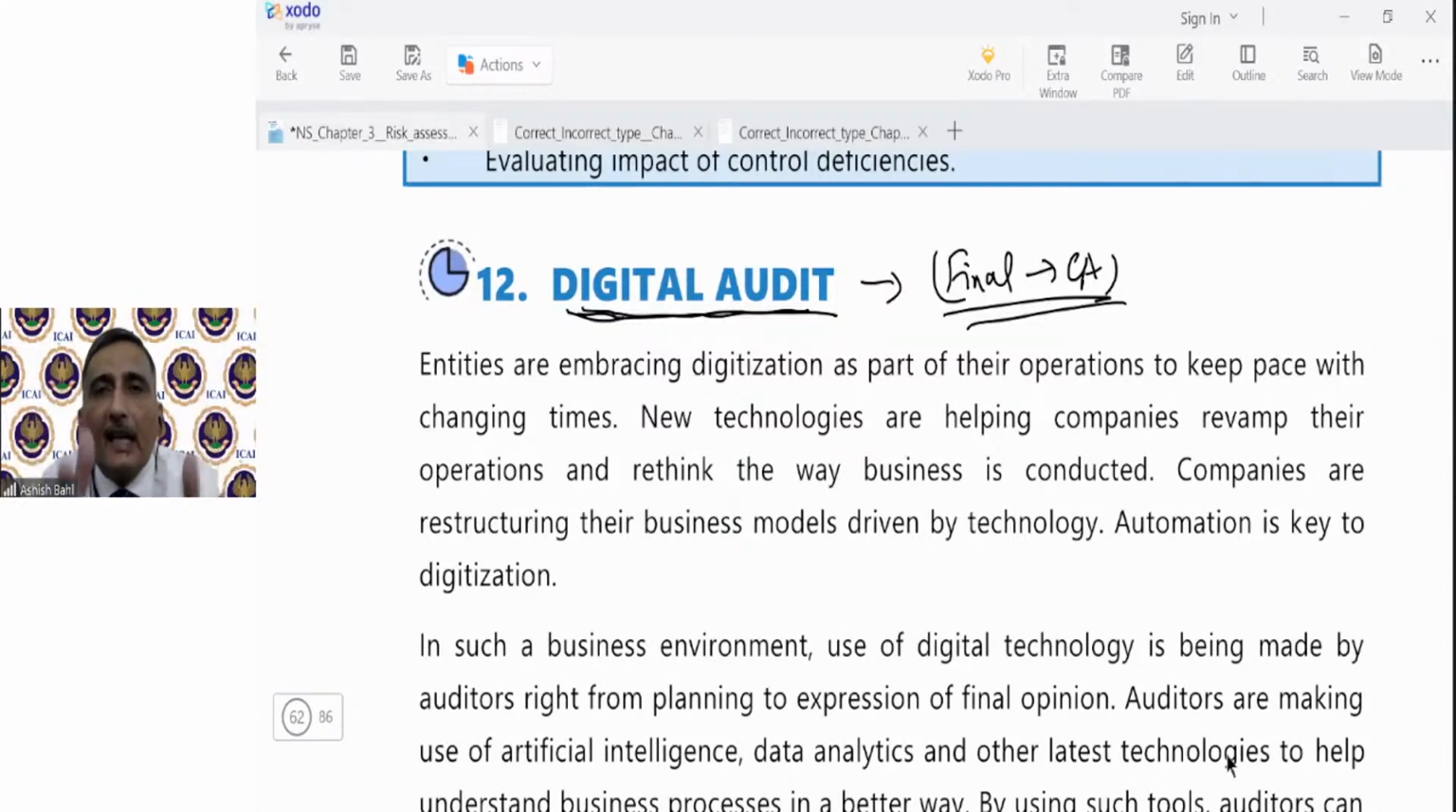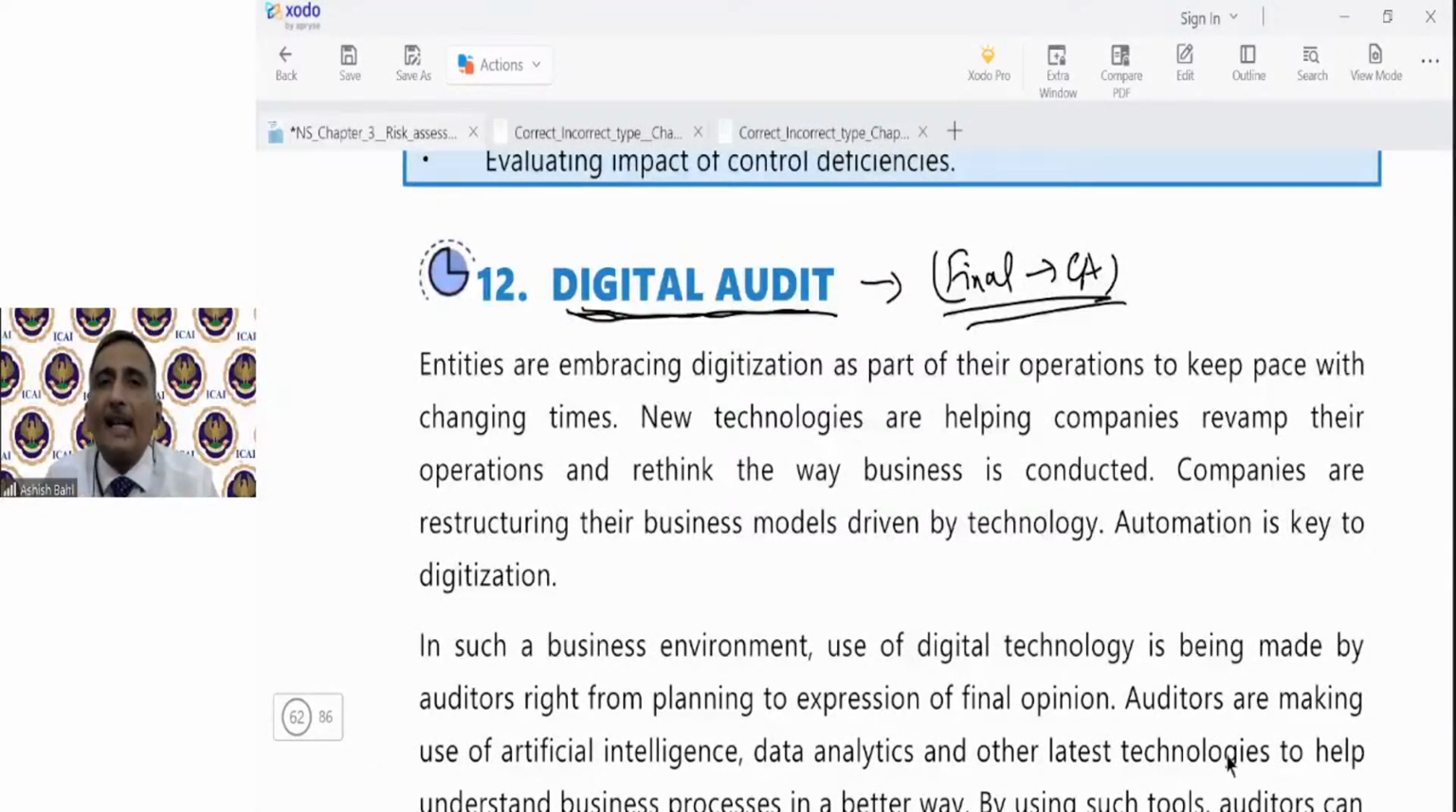using not only data analytics, which we have touched upon just now, not only using CAATs, but using other methods also, like artificial intelligence, like RPA, robotic process automation. So these things, students, you would be learning in your CA Final. For here, you have to understand that digital audit is a wider concept as compared to just data analytics for audit.